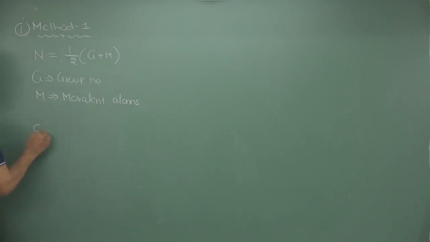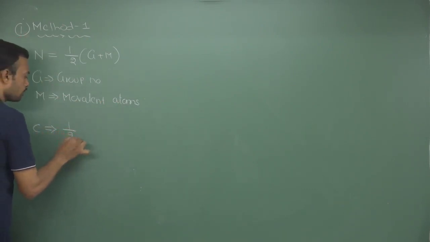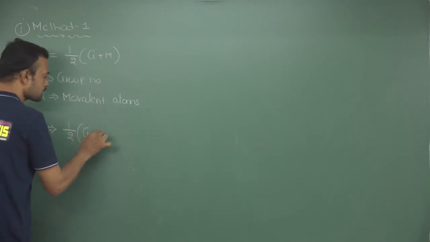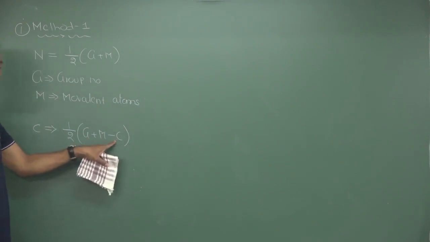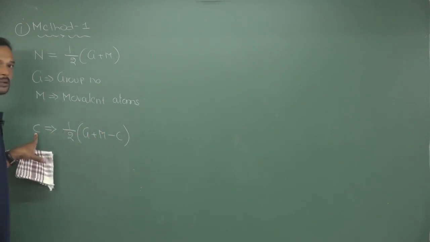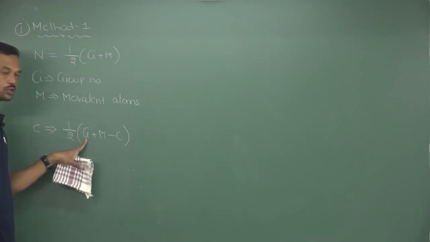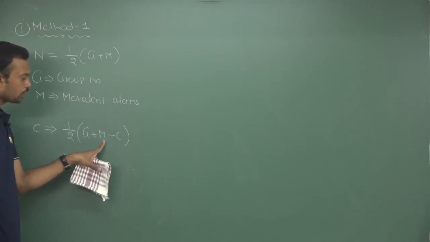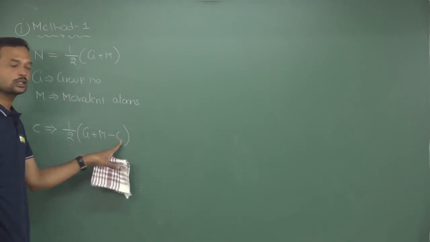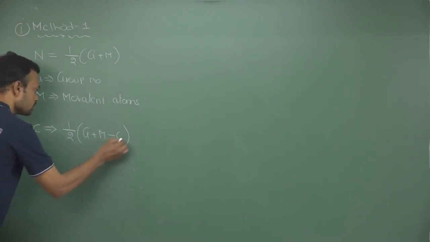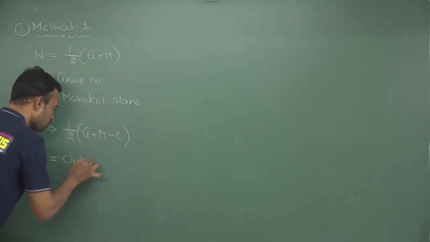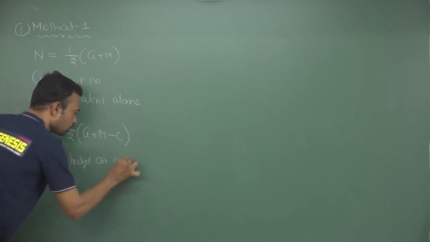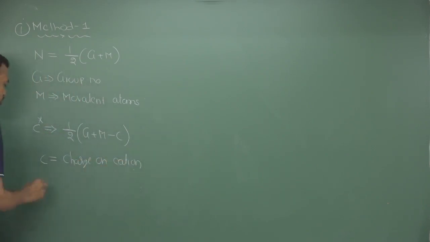Suppose it is a cation, the same formula you can apply: 1 by 2 (G plus M), and here that is C. So this is the cationic charge. This is the hybridization of that cation: group number of the central atom, number of monovalent atoms, and the charge present on that cation. So here C is equal to the charge on the cation.